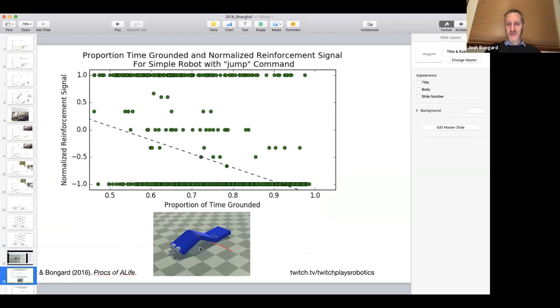You can see here, it's a very simple one. It's made up of just three pieces, and it's attached by two rotational joints here. So a robot with a very simple body, a limited embodiment. And this robot was issued the command jump several hundred times, and each point in the graph here corresponds to one time that the robot was issued the command jump.